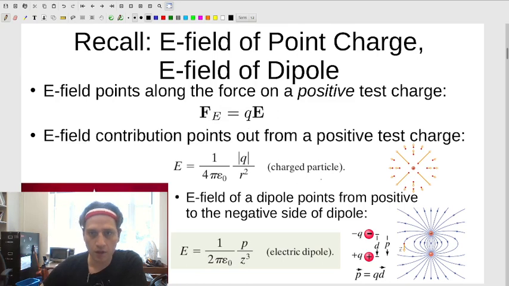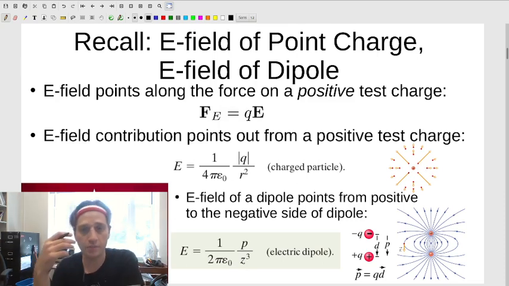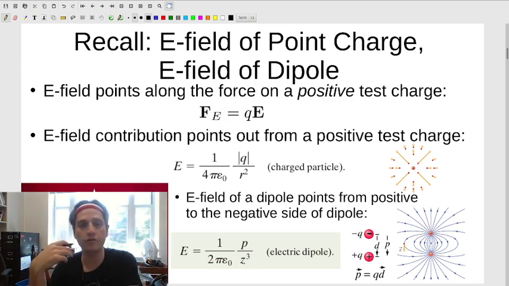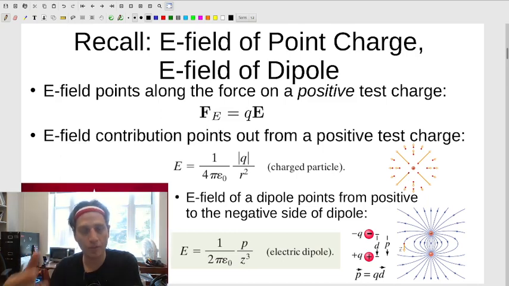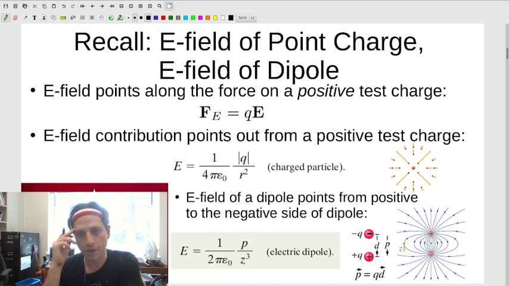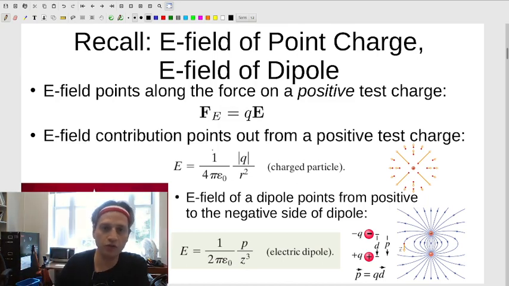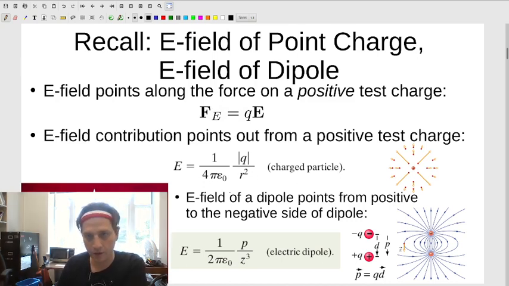The electric field points out from a positive charge and in towards a negative charge. This is because we think of the electric field as telling us something about the force that a positive charge would experience. So that's a convention. Of course, from this electric field, if we stick this back in and get the force, we could get our Coulomb's law back out of that.